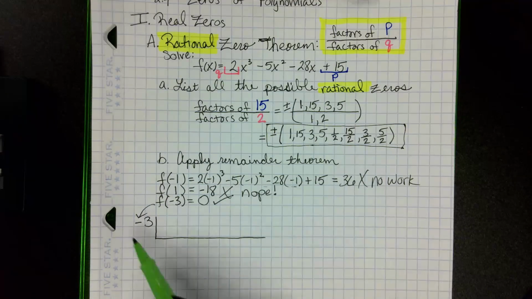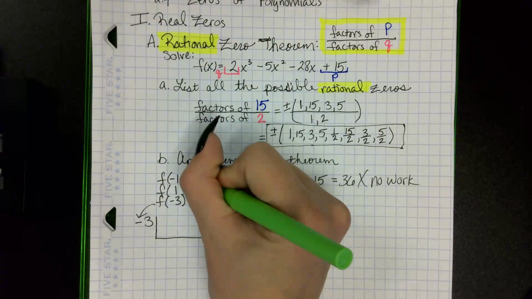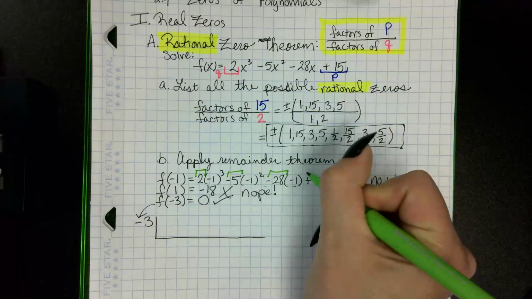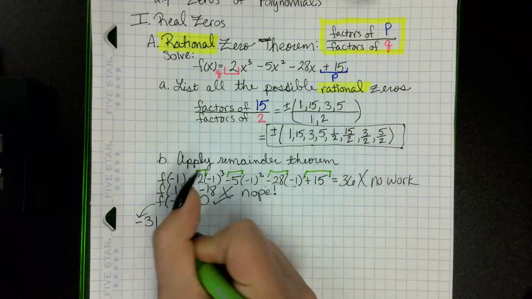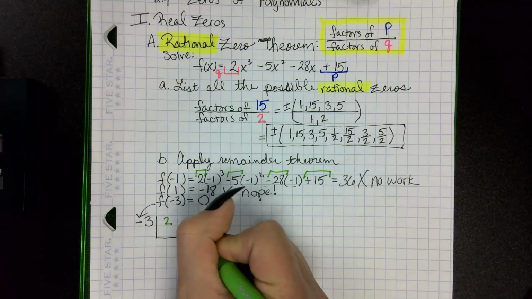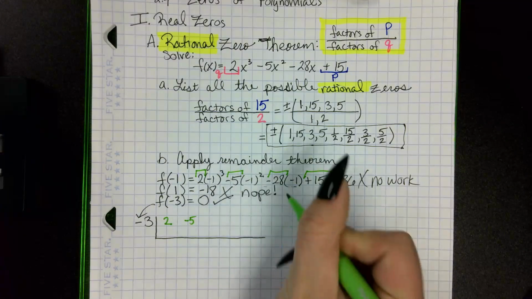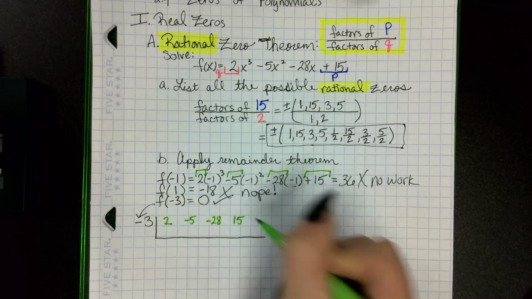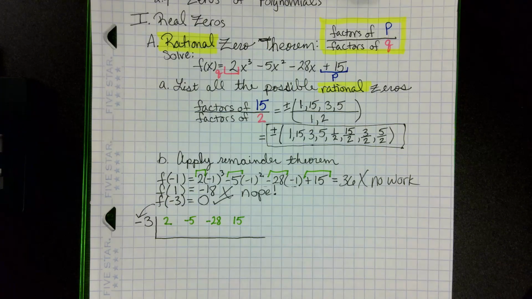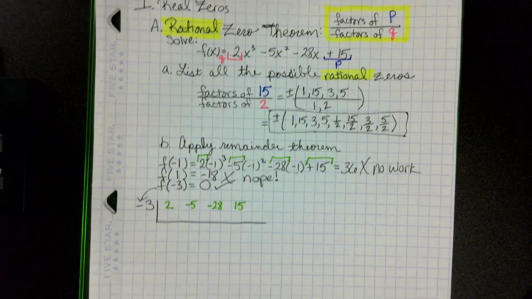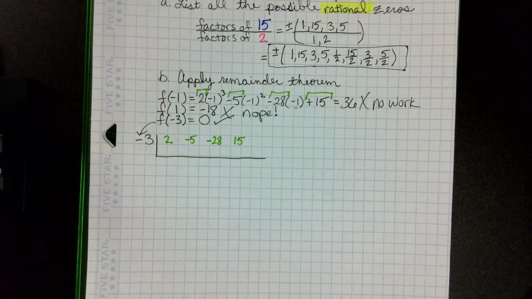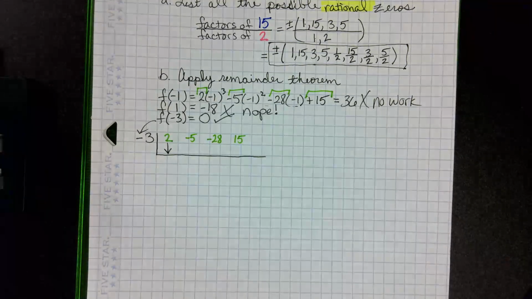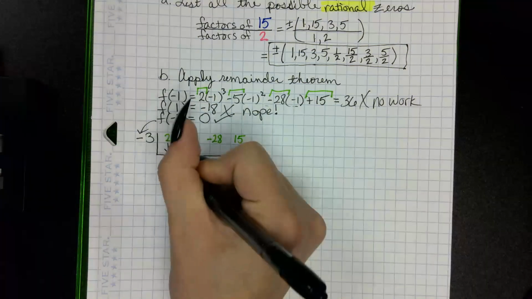So then I'm going to do synthetic division. I take the coefficients from my function: 2, -5, -28, and 15. I know I should have a remainder of 0 when I do synthetic division because I just evaluated using the remainder theorem that f of negative 3 is 0. If I get anything else as my remainder, then I need to back up and see what went wrong.